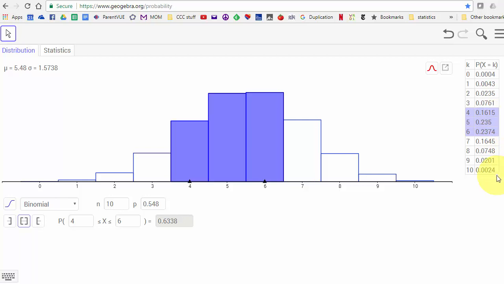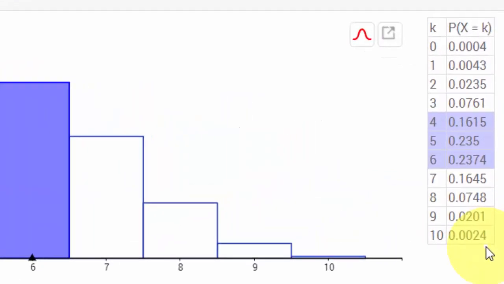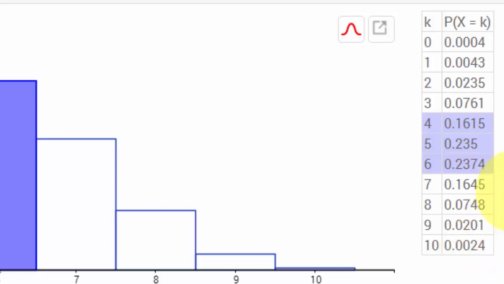So the probability that he doesn't make any baskets at all, well, that probability is not very good because LeBron's pretty good from the floor, right? So the probability that he won't make any baskets at all is 0.0004. Likewise, it's also not too likely that he would make them all. The probability that he does that is 0.0024.